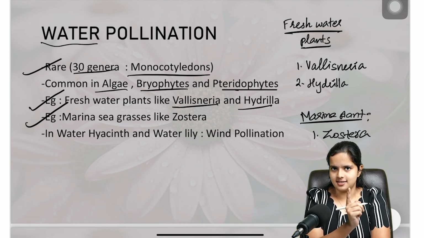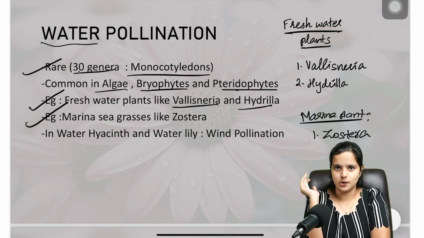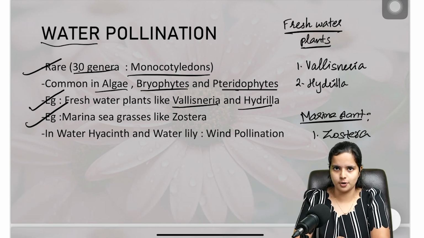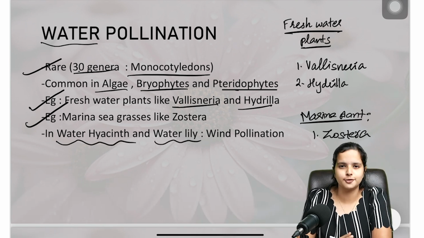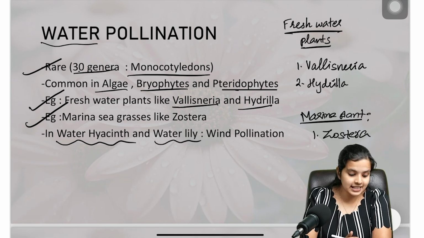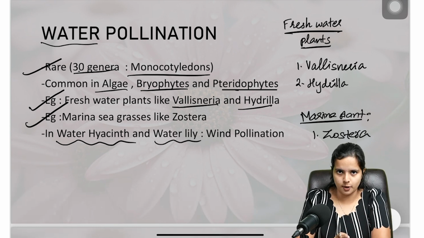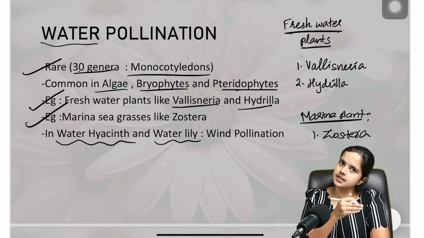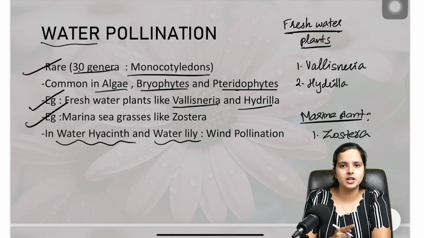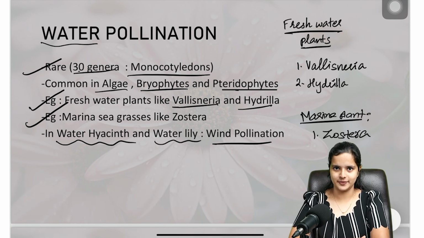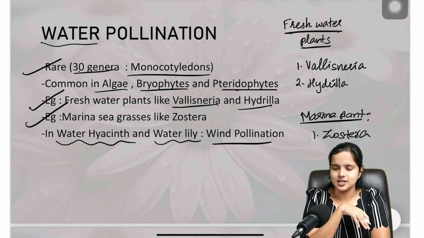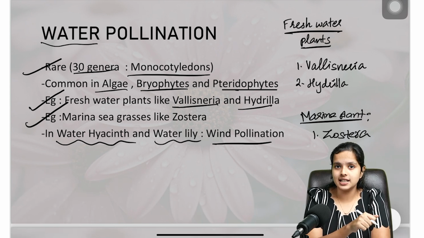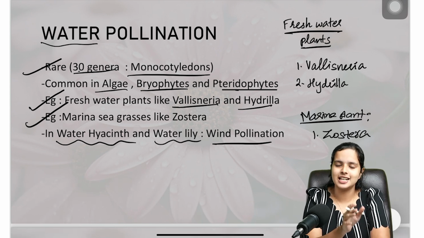But don't misunderstand, okay? All plants lying in water do not show water pollination. You can look here: water hyacinth and water lily. Those are two different plants. Water lily, of course, has a beautiful lily flower, right? Water lily and water hyacinth do not show water pollination, even though they live in water. Instead, they show wind pollination. So don't misunderstand that all plants lying in water show water pollination. Some plants show water pollination, yes, but in the case of water hyacinth and water lily and plants like that, you cannot see water pollination. Instead, you can see wind pollination.